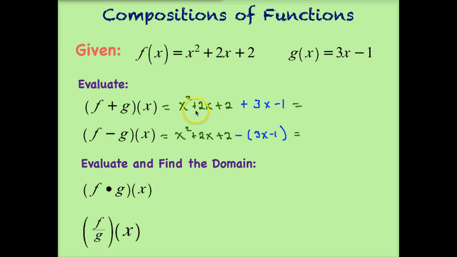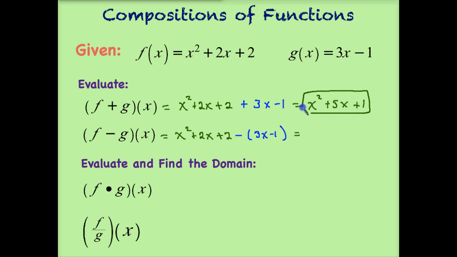In our first example, it's as simple as just taking this function and adding this function. Now all we need to do is combine our like terms. So we have 1x squared plus 5x plus 1, and that's our solution.